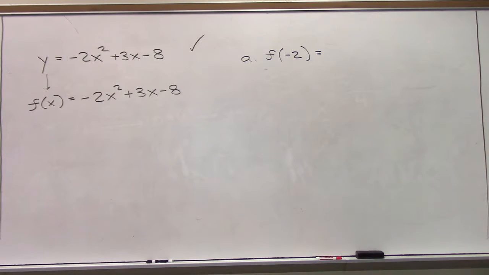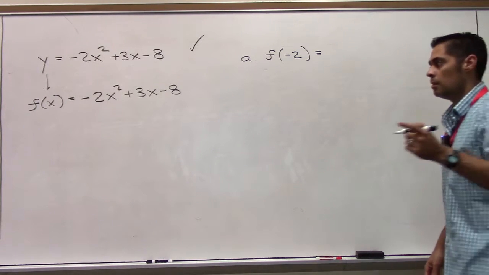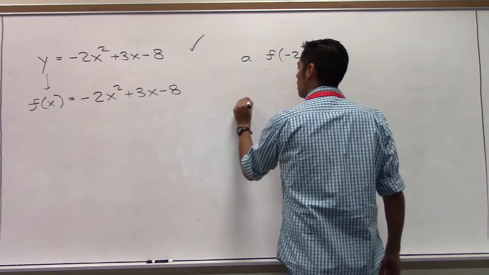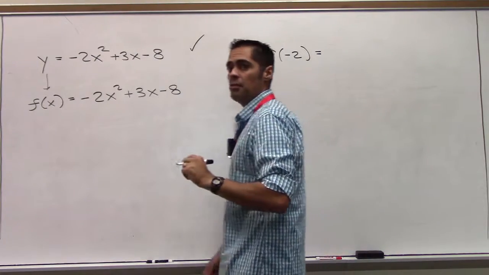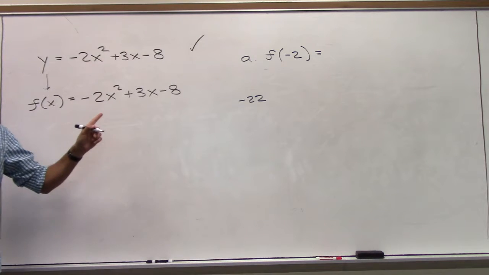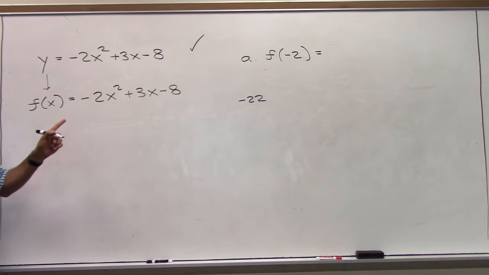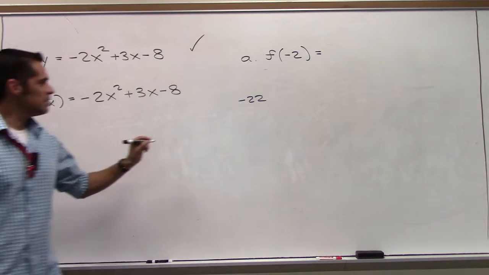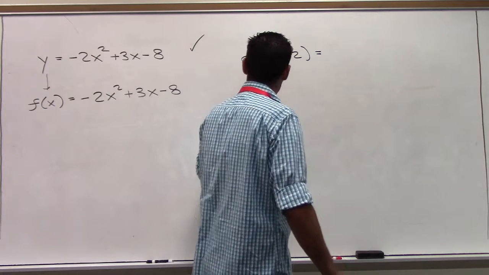All right, who wants to volunteer their answer? Go ahead. Negative 22. Does anybody have a different answer and feel really good that their answer is correct also and did not get negative 22? Anyone? I got negative 6. Negative 6, okay. Anyone else get something different?